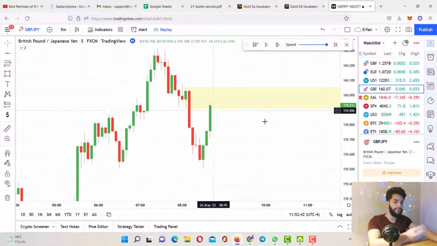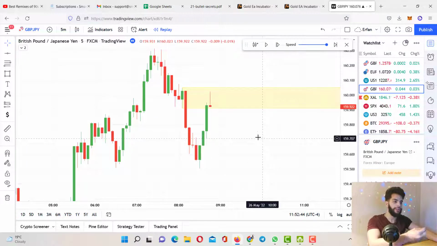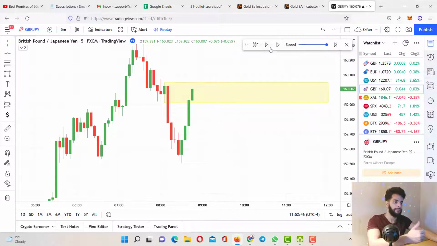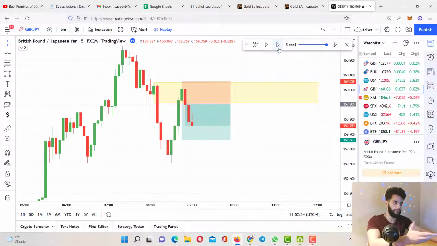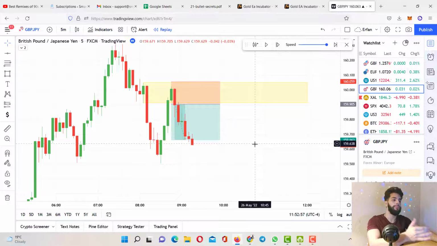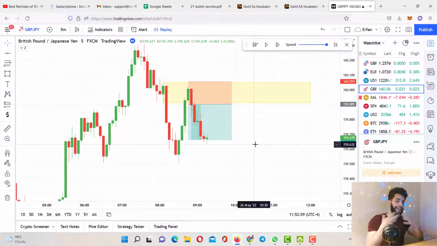But since we have this high probability supply zone, now you know that you can probably take this trade if you put your sell stop here and your stop loss above the zone, and one-to-one right here, or whatever we want to take, and then you see that it would be a profitable trade as well. At least you know that nothing is against your rules, and that's what matters the most.